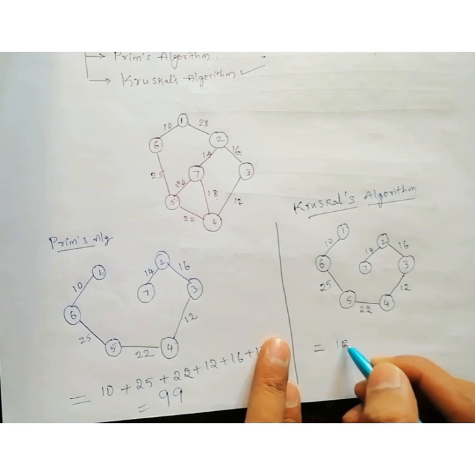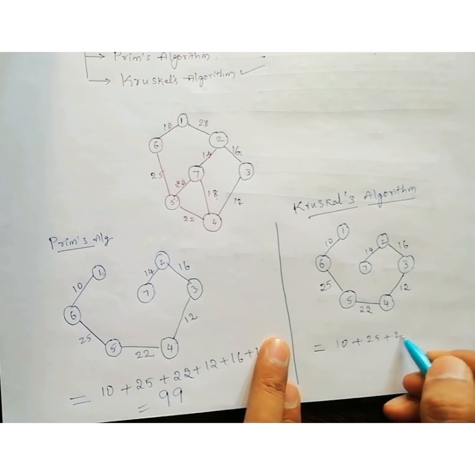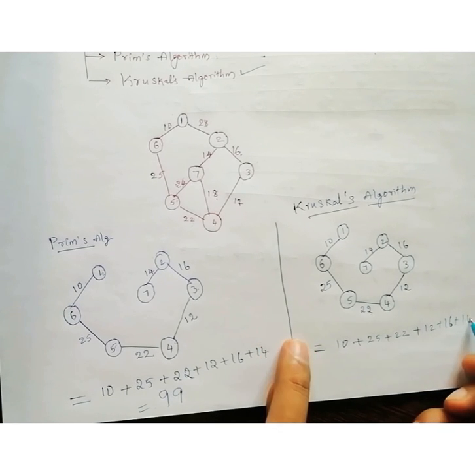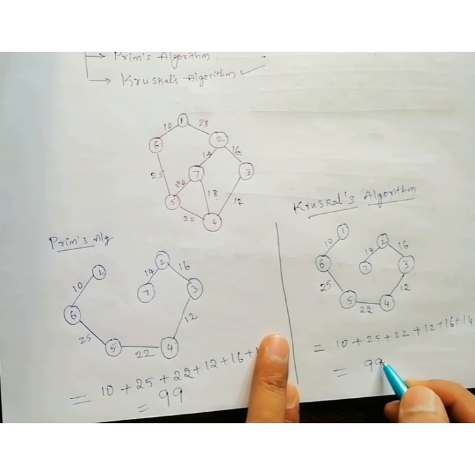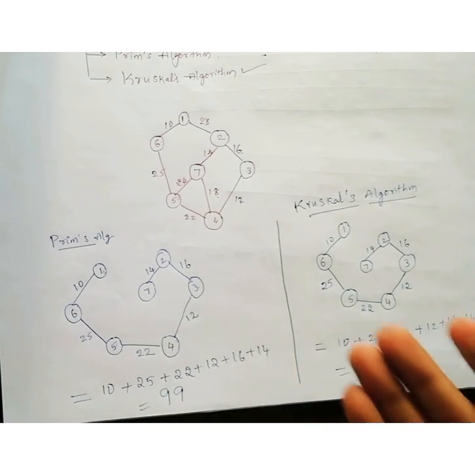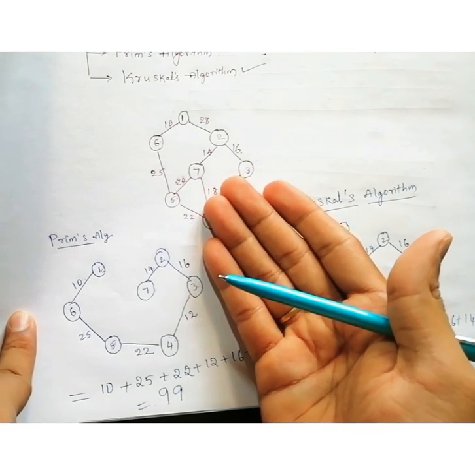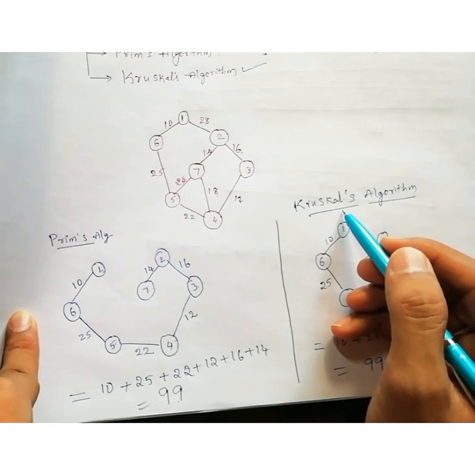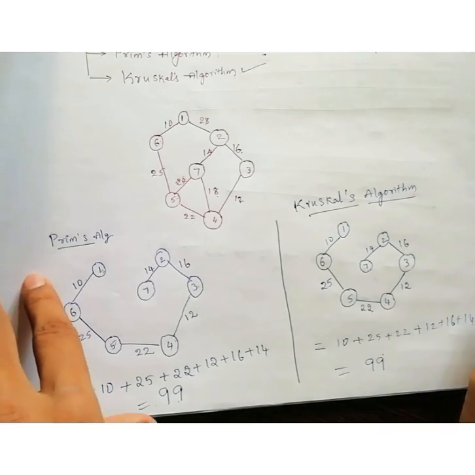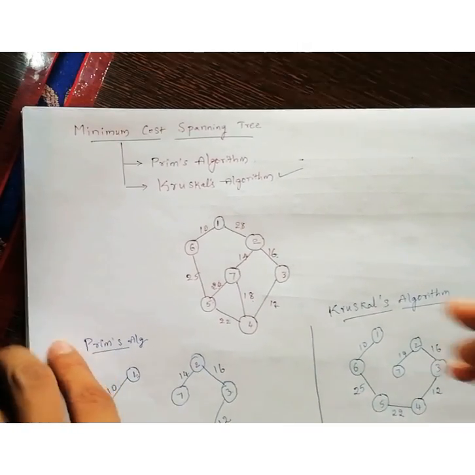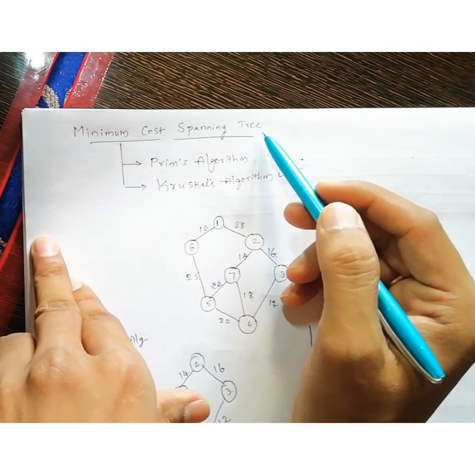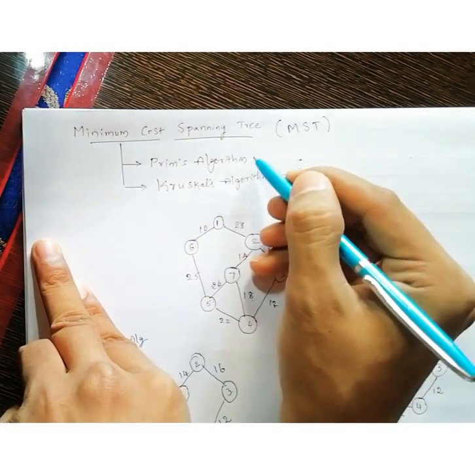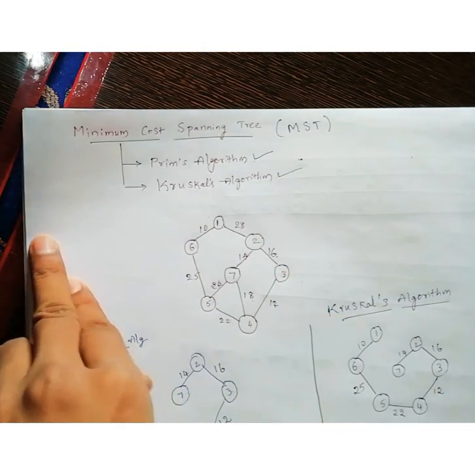So what is the cost? 10 plus 25 plus 22 plus 12 plus 16 plus 14. So the minimum cost is 99. Same thing. For this graph, you will always get the minimum cost 99, whether it is Prim's algorithm or Kruskal's algorithm. That's it. And that completes your minimum cost spanning tree. We can also call it an MST, found by using Prim's algorithm and by using Kruskal's algorithm. Thank you so much.